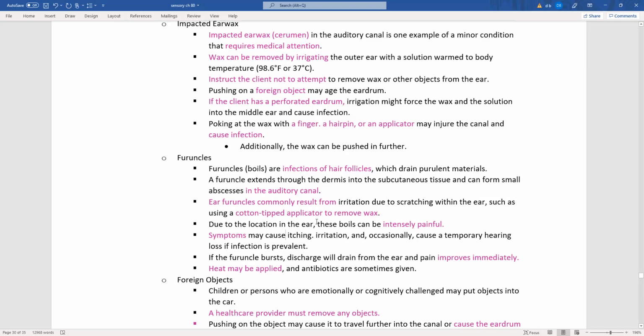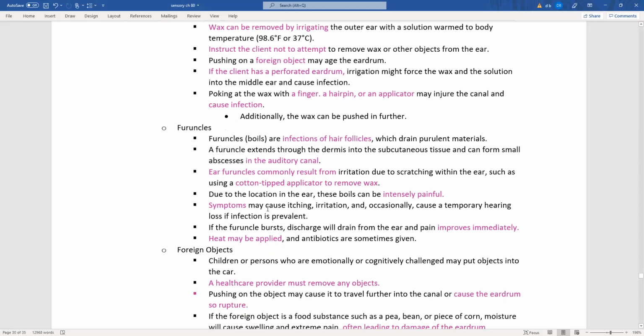Due to the location in the ear, these boils can be intensely painful. Symptoms may cause itching. Gonna have some itching going on, irritation, and occasionally causing a temporary hearing loss if infection is prevalent. If the furuncle bursts, discharge will drain from the ear and pain improves immediately. Well, that's a good thing. So heat may be applied and antibiotics are sometimes given.